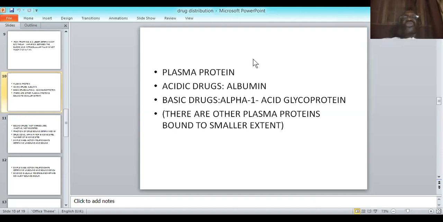We should note that acidic drugs most times bind to albumin. Albumin is one of the plasma proteins. Acidic drugs will bind most of the time to albumin, while basic drugs will bind most of the time to alpha-1 acid glycoprotein. There are other plasma proteins which bind drugs to a smaller extent.